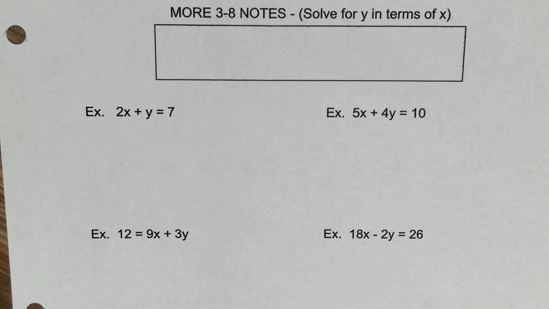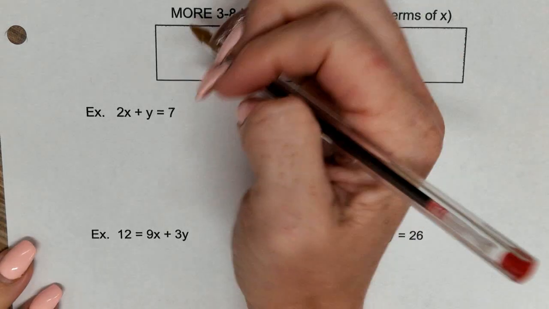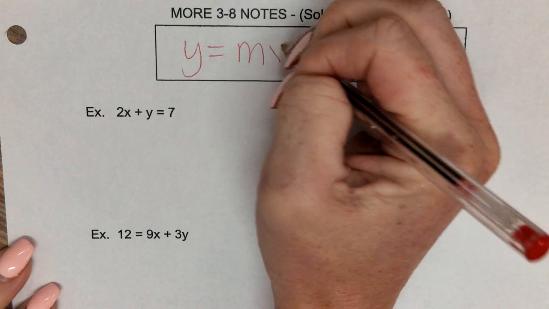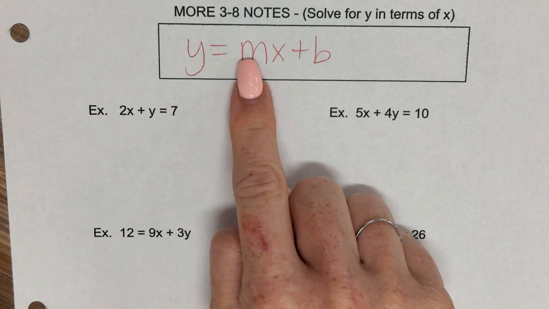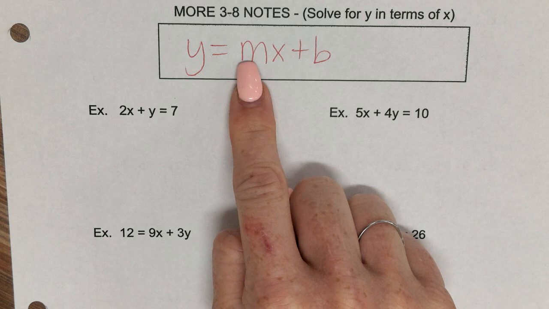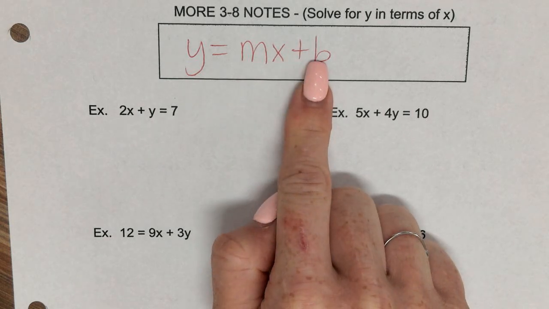Okay, so we want our linear equations, which we haven't even studied yet, but we're getting into linear equations very, very soon. And you want to be able to identify the slope and y-intercept. So in order to do that, you want it to look like this. Number one, when you have it in this form, you can identify the slope, the one that's attached to the x, and the y-intercept, the constant by itself.